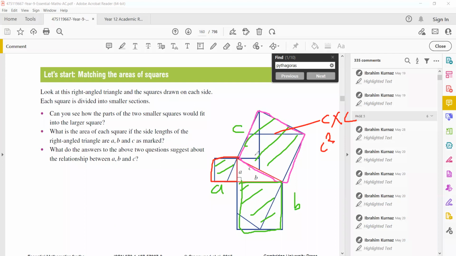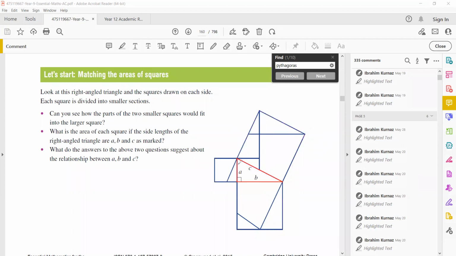And can you draw this picture? You don't need to draw all the lines. Just the boxes on each side. This is A square, this is B square, this is C square. Pythagoras theorem. Okay, we go to the next page.